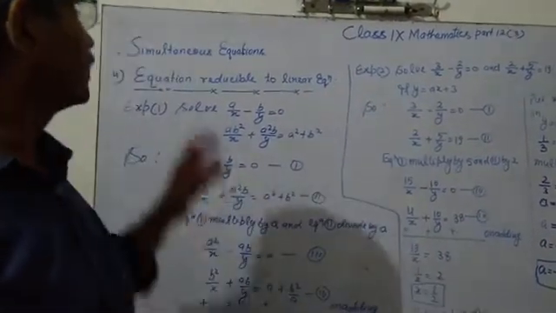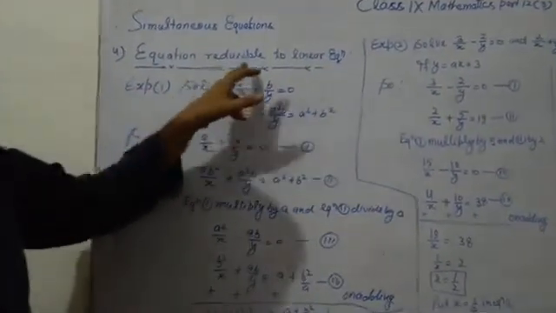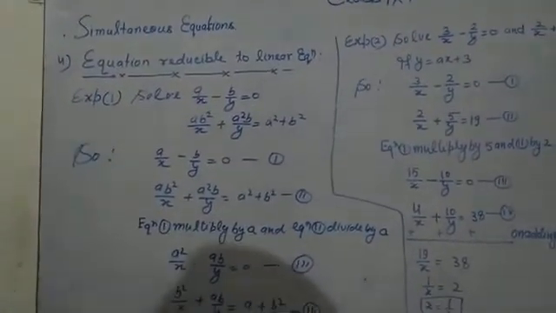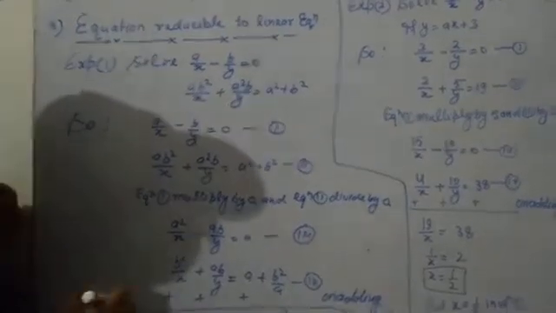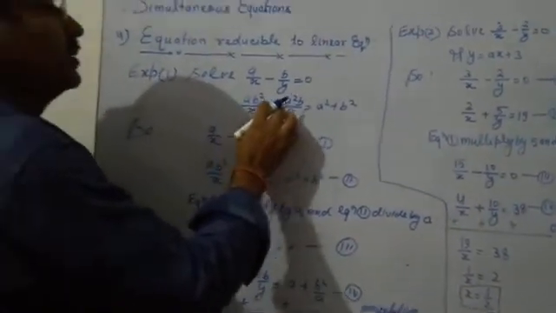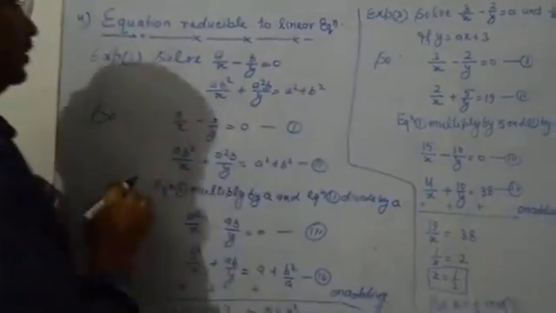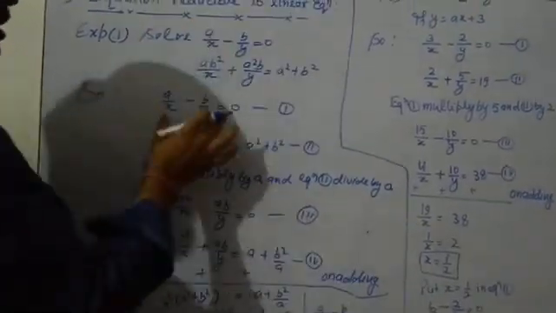I am going to discuss simultaneous equations, fourth type: equations reducible to linear equations. Example 1: a by x minus b by y equal to 0, and a b square upon x plus a square b upon y equal to a square plus b square. Solve these equations by reducing to linear equations.